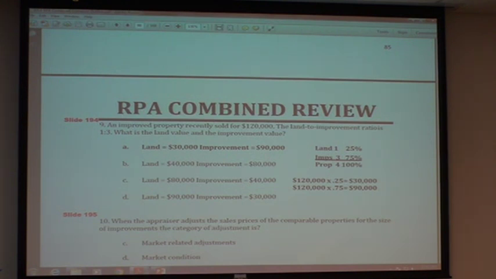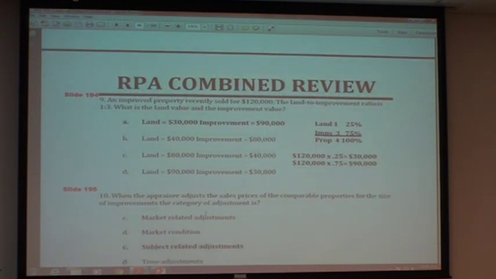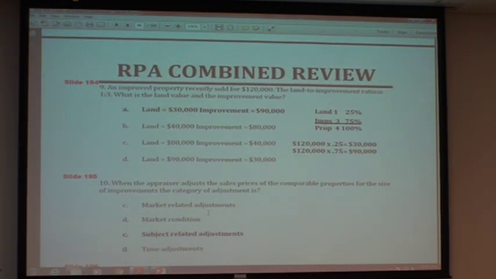Question number 10. When the appraiser adjusts the sales price of the comparable properties for the size of improvements, the category of adjustments is what? Subject related. And we said our market related adjustments were time and financing. But once we get into the property details, those become subject related adjustments.